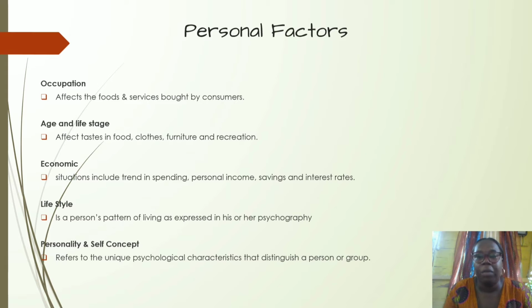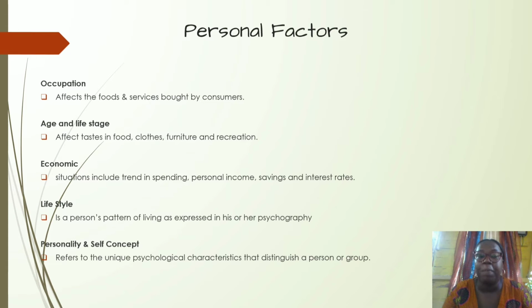In this slide, we'll be looking at the personal factors that affect consumer buying behavior. When we look at occupation, occupation affects the goods and services bought by the consumer. For example, because of my occupation, probably I wouldn't be able to afford fine dining, but I can afford the average, maybe a Chinese meal, whatever.